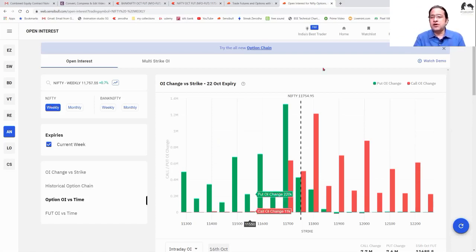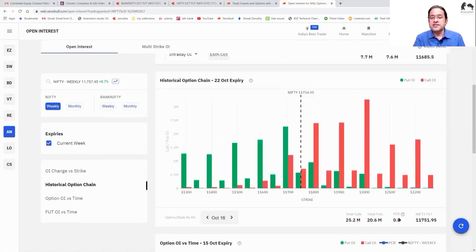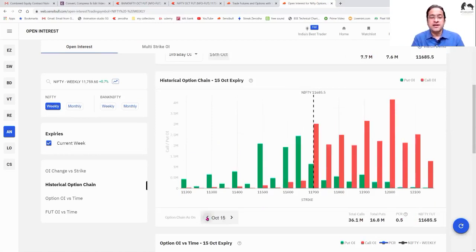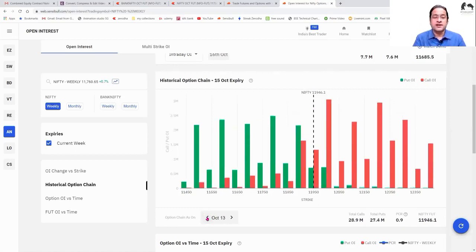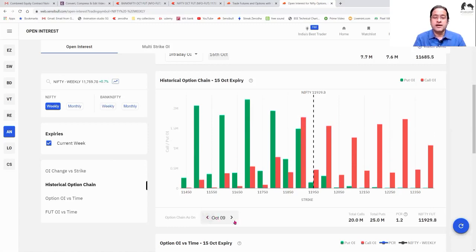Okay, this is how it looks on a weekly basis, if I'm looking at the 22nd October expiry. The put call ratio is about 0.8, as you can see. And let us see what exactly is happening. I hope we are able to get a picture here where I'm seeing the weekly put call ratio. Let's analyze it right from the 9th.